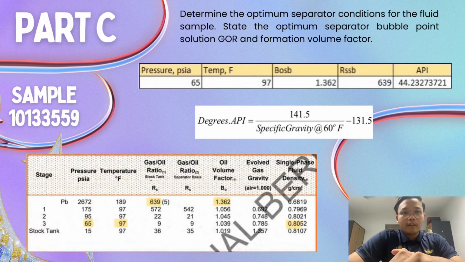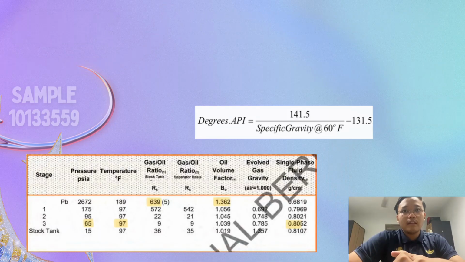For the first sample, the optimal separator conditions are as follows: pressure at 65 psi, temperature at 97 Fahrenheit, and API 44.23. All of this data can be directly taken from our QT report. To convert specific gravity to API, we need to use this formula: 141.5 divided by specific gravity minus 131.5. The optimal separator bubble point solution GOR is 639 SCF over STB, while FVF is 1.362 res BBL over STB.